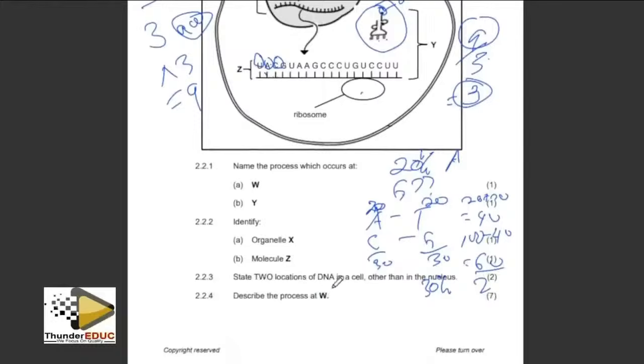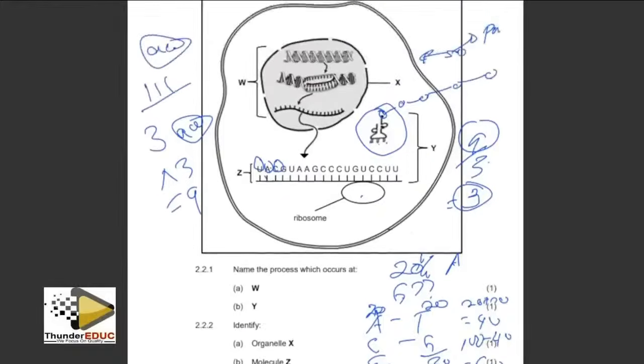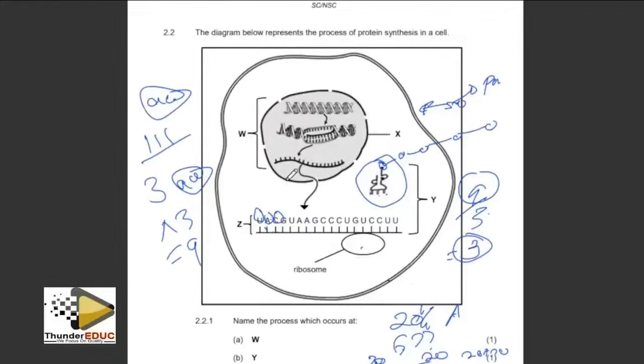State 2 locations of DNA in the cell other than the nucleus. So it means that you have to talk about number 1, mitochondria, and chloroplast. Yes, mitochondria and chloroplast. Describe process W. We don't have any other process occurring in the nucleus except transcription. So you have to describe transcription.